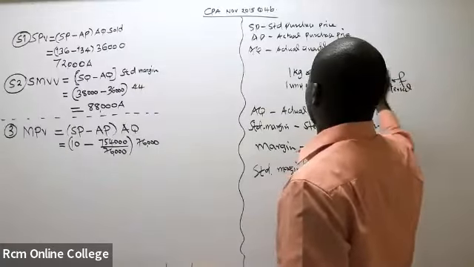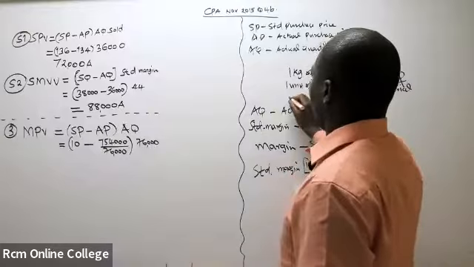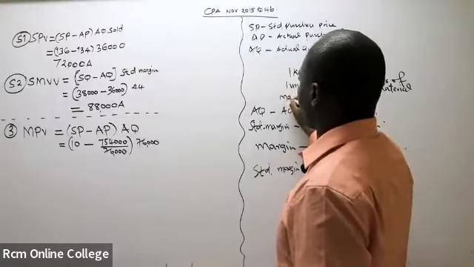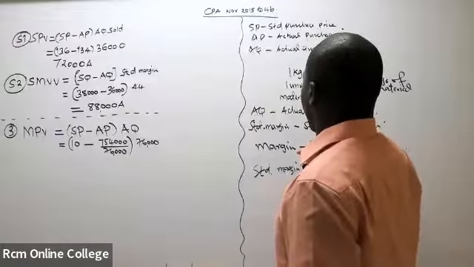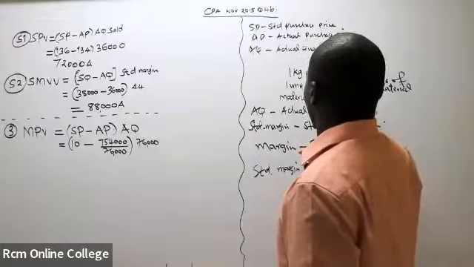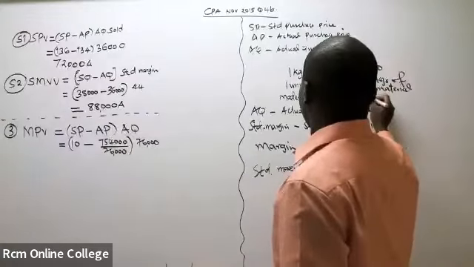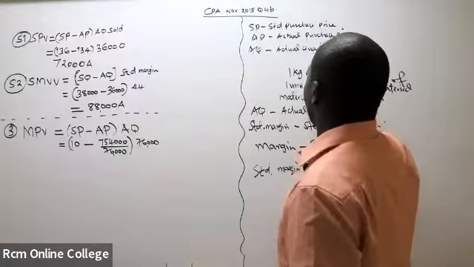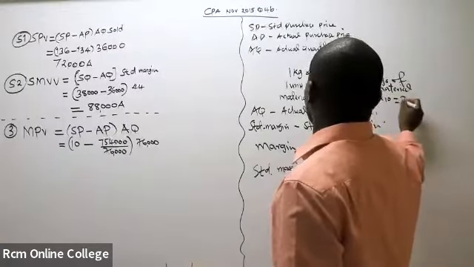So how much are we going to spend to be able to produce 1 unit of product Q? So material cost per unit of Q will be 2 kgs multiplied by the purchase price per kg, which is 10 shillings. So that will give us 20.